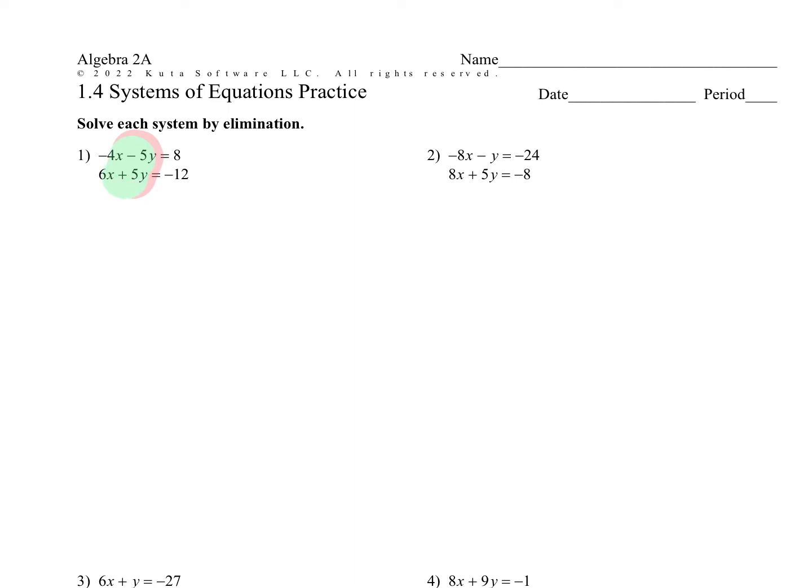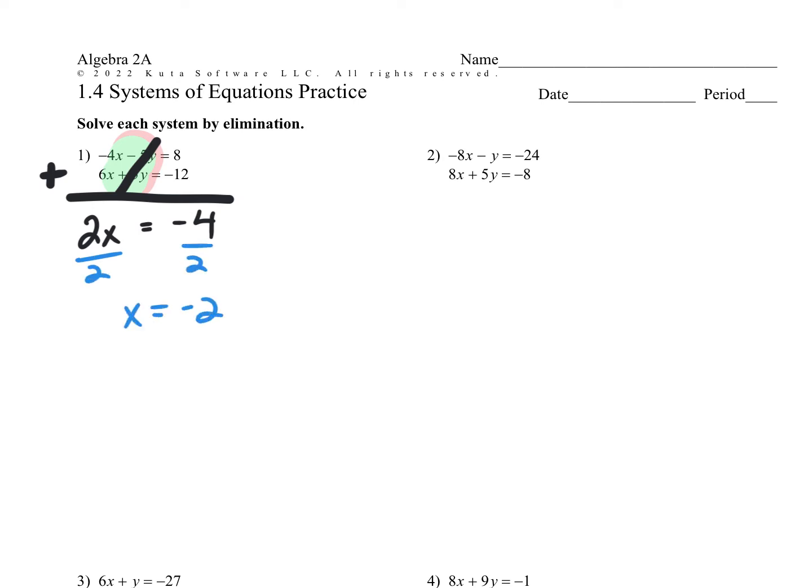Those numbers are going to be able to be eliminated because I can cross those out and I can get 0. So if I cross those out, I will then end up with 0. So I will then add up my remaining numbers. So I will have 2x equals -4. Solve the one step. So I'll divide both sides by 2. So x equals -2.